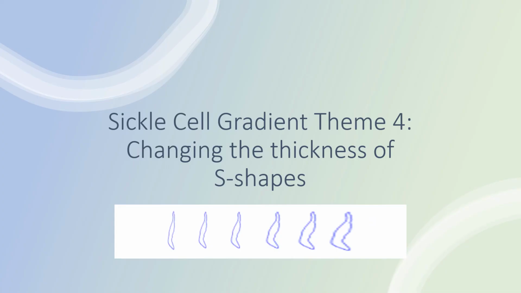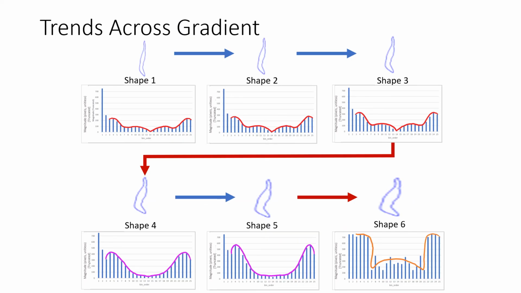In the fourth gradient theme, the thickness of S-shapes was varied using an S-shaped sickle cell drawing. All graphs for this gradient theme are shown here. There are 3 distinct states in this gradient that cannot be visibly observed, but are revealed by the LCPC transform.